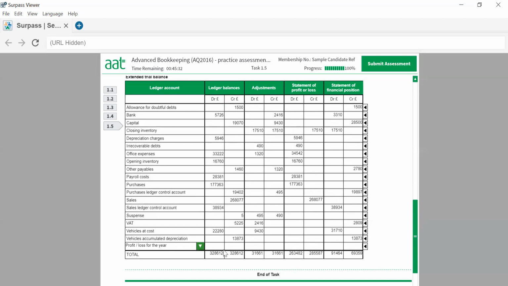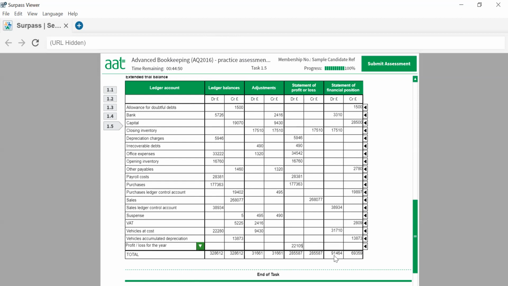So after I put all the figures in, this is what we were given. And you'll notice that the income side is greater than the expenses side. So therefore, let's have a look. 285,587, and that's 263,482. So our income is more than our expenses. So the balancing figure goes in here. 22,105. Watch. 22,105. See, it balances now. So that's your profit, isn't it? So your profit for the year.